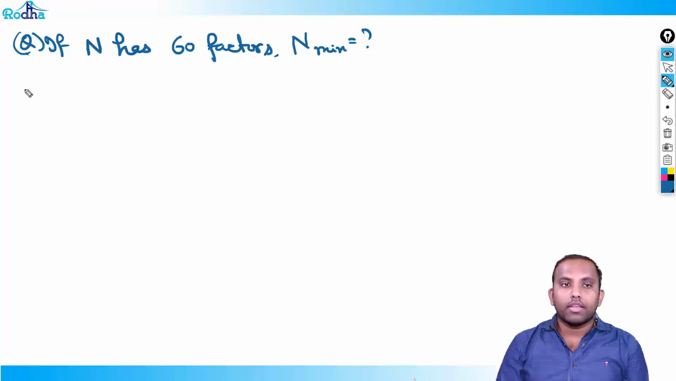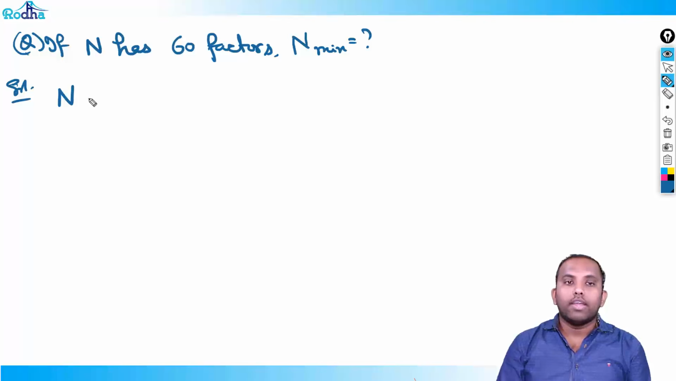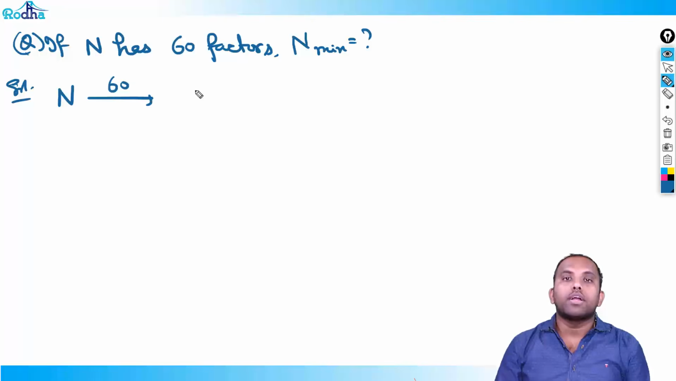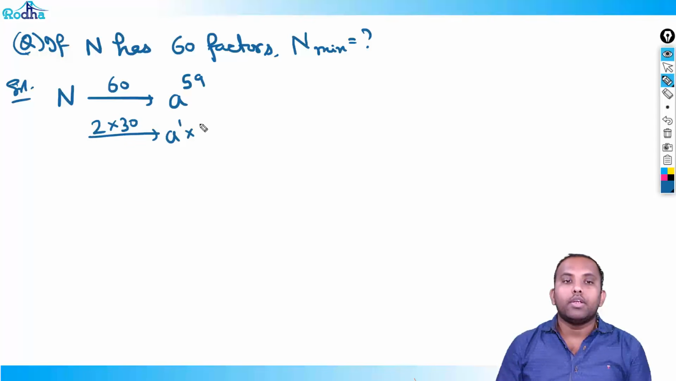Suppose n is equal to, if you don't split 60 at all, I'm trying to write it in terms of a single prime base. That is a raised to 59. Now if I split 60, it is 2 into 30. That is a raised to 1 into b raised to 29. A has got factor 2, so power 1. B has got factor 30, so power 29.